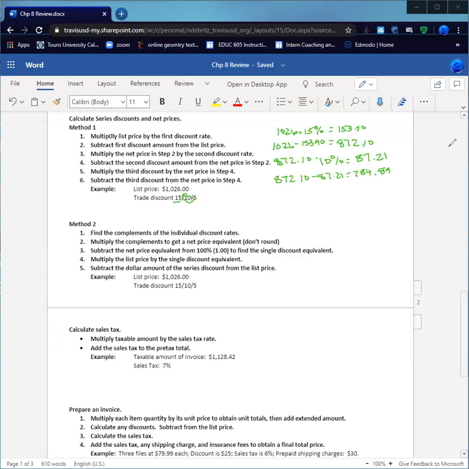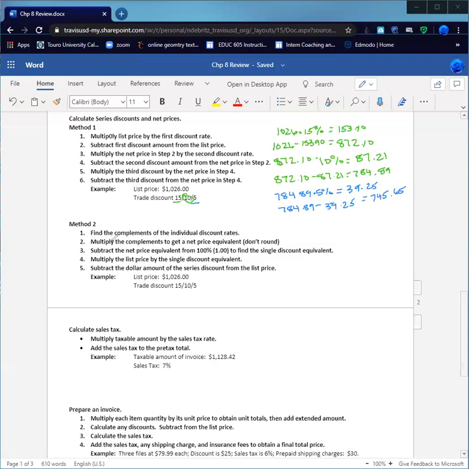Then I have another discount still. So my new discount is 5%. So I'm going to take $784.89 and multiply it by the 5%, my last discount. That will give me $39.25. And then I'm going to subtract that from the amount, $784.89 minus the $39.25 discount, which is going to give me $745.65. This is the net price, the price after all the discounts were given.